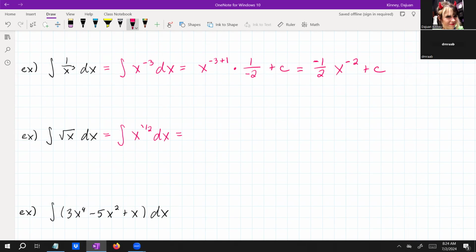All right, I add 1. So that's 3 halves times 1 over 3 halves. I don't like that. We're going to fix it, plus constant. So when you have one of these with a fraction, really you just take the reciprocal of the fraction. So I'm going to get 2/3 x to the 3 halves plus some constant. You'll find your own way to solve these. That's how I like to tackle them. Practice and you'll get more comfortable.